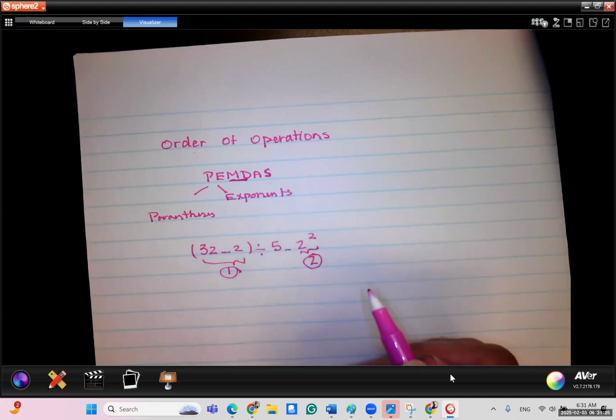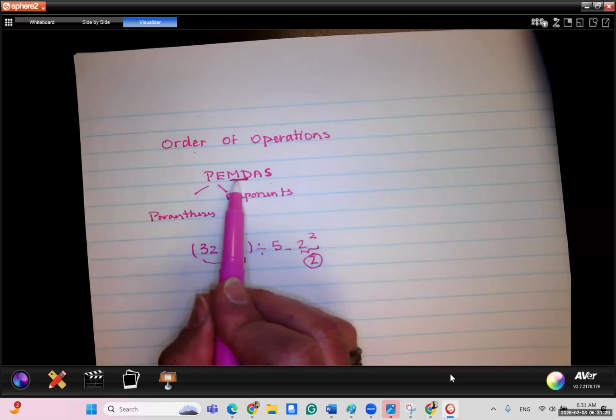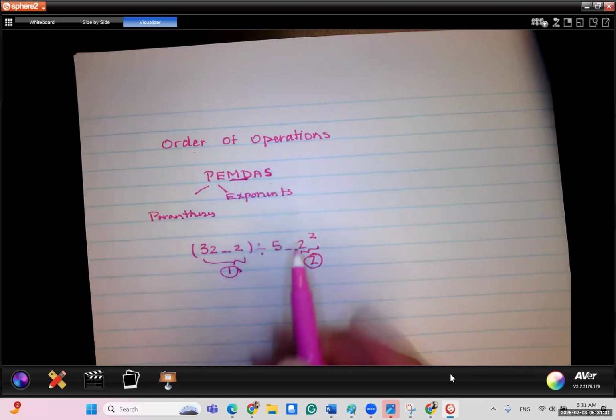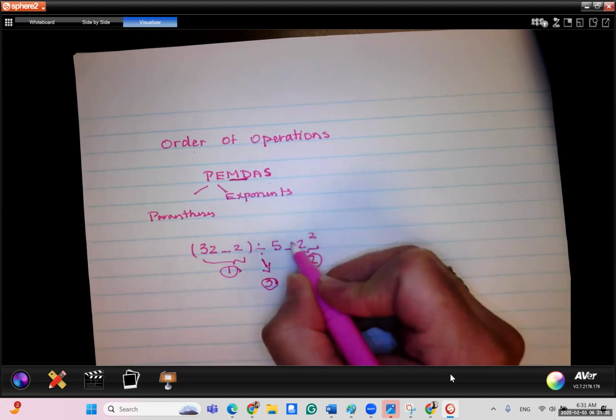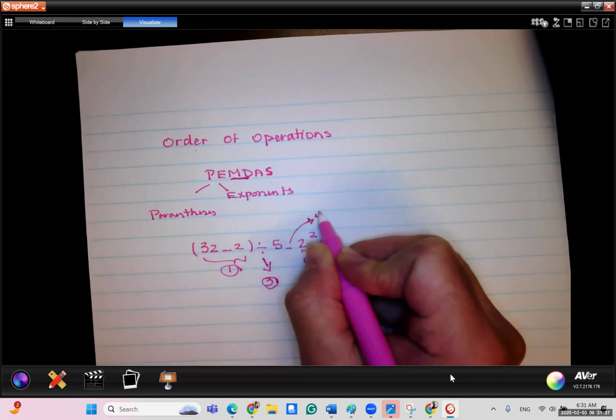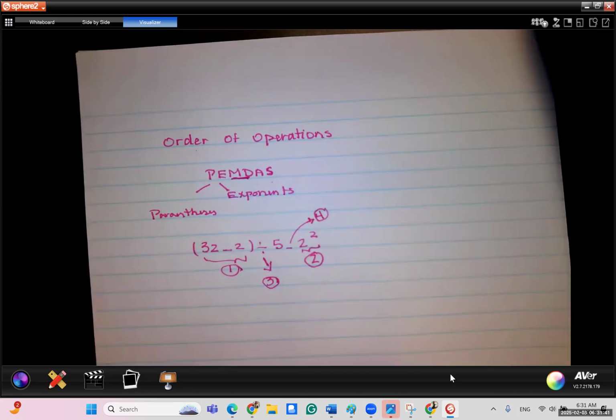Okay. Then I have a division and a subtraction. And I know that division and multiplication come before addition and subtraction. So this part right here would get done third. And then this part, the subtraction, gets done last. So we just don't go from left to right. We have to do the order.